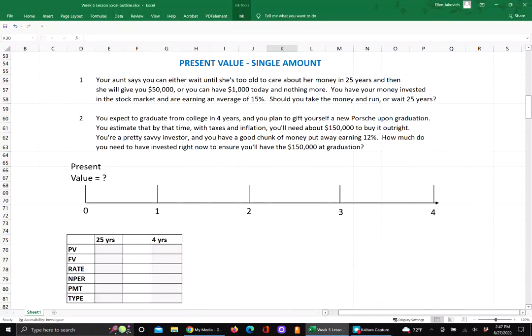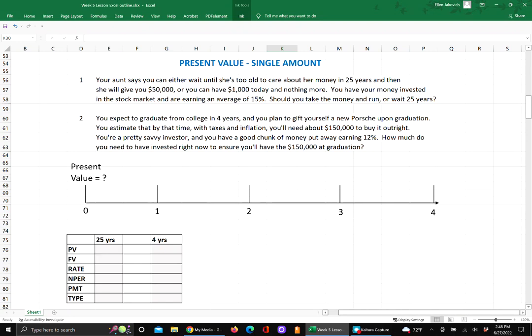Hello, Professor Jakovich here, and we're going to discuss how to solve for the present value of a single amount. When we're solving for present value, that means we need to find out what is something that we're going to get later, that we know about in the future, worth in today's dollars right now, shrinking out inflation, taxes, all that stuff.